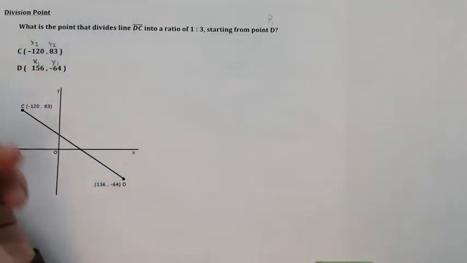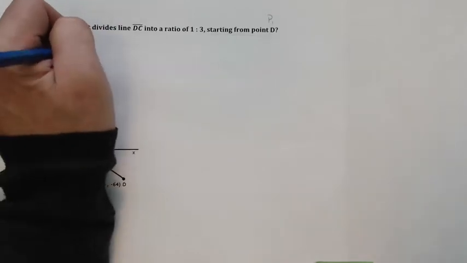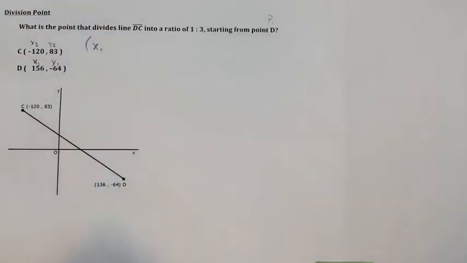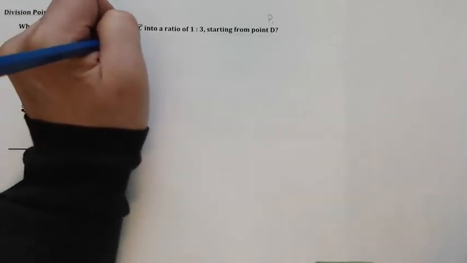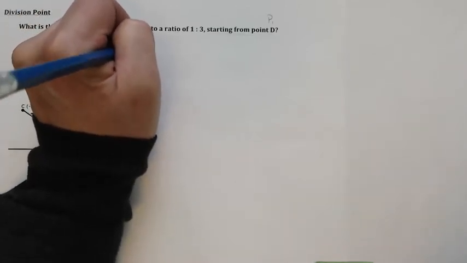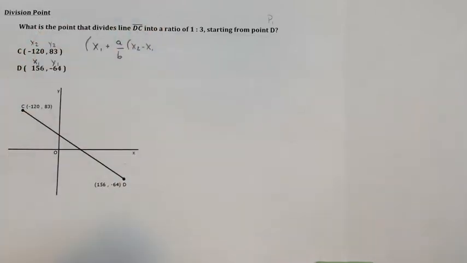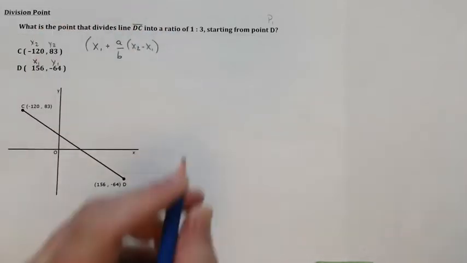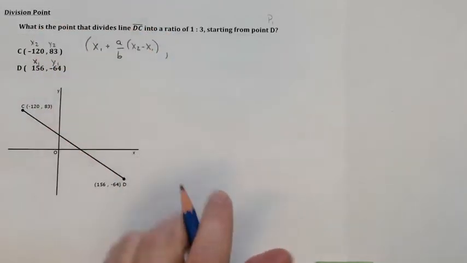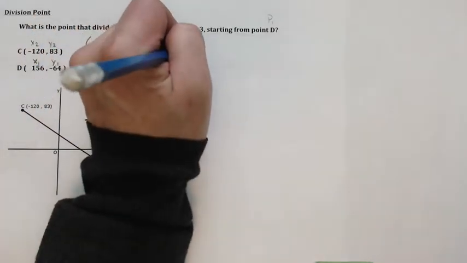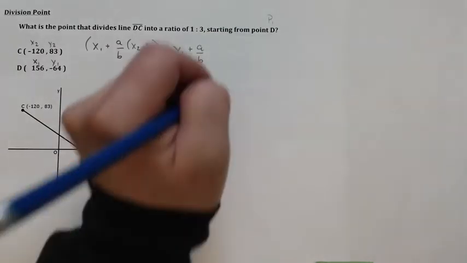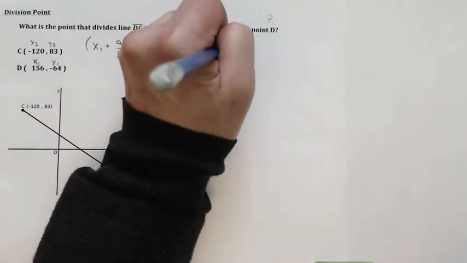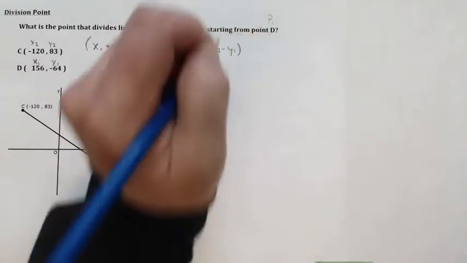Now I'm going to write out the crazy formula here because bear with me. It's x1 plus a over b times x2 minus x1. Close that bracket off. And then a big comma. And then we repeat the pattern for y. So y1 plus a over b, which is just a fraction, times y2 minus y1.